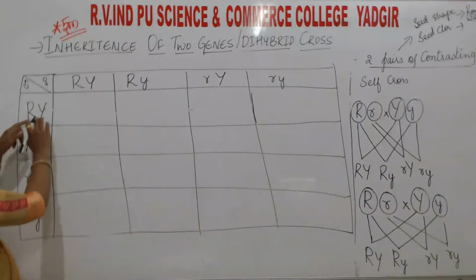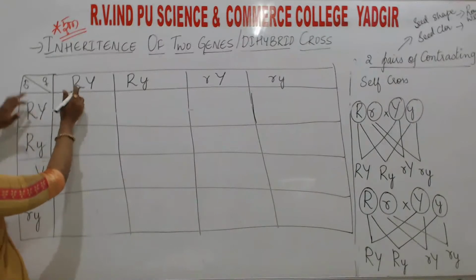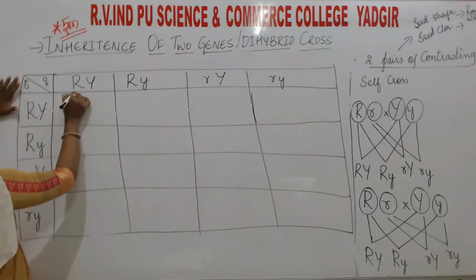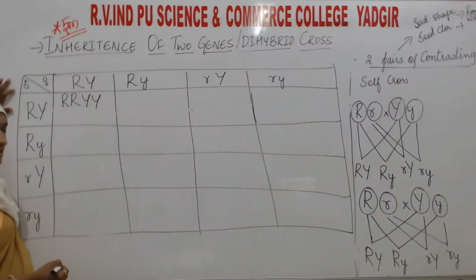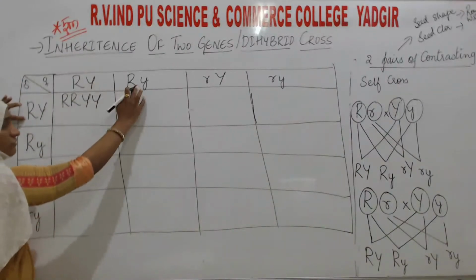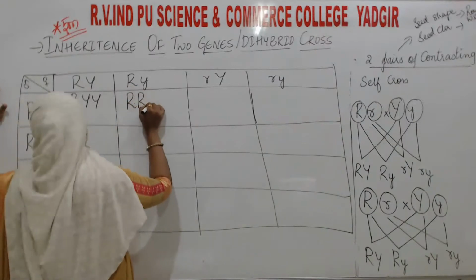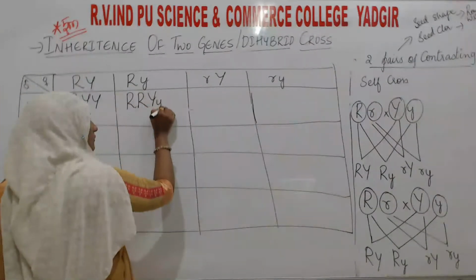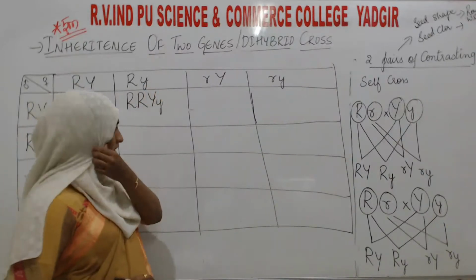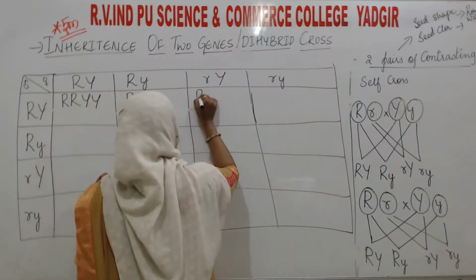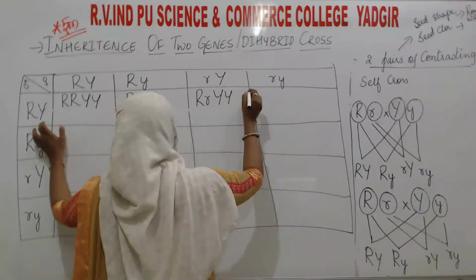Okay. Now next we have to cross here. Cross this one with this one: capital R, capital R, capital Y, capital Y. Then this with this gamete: in that, capital R, capital Y, small y. Here it is small y. The next, capital R, small r, capital Y, capital R.